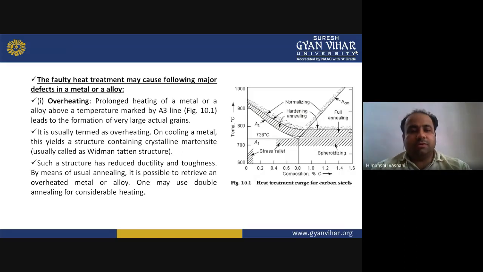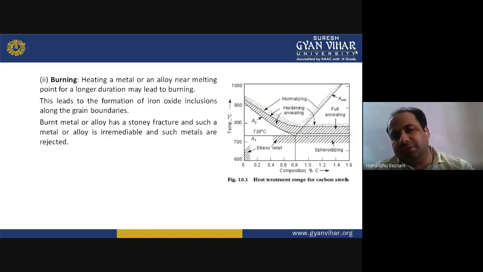Because the material obtained after the first heat treatment process has reduced ductility in that portion, and the result is not that ductile. So, in order to regain or increase that ductility, you can go for double annealing. Here, overheating is one kind of defect that comes.